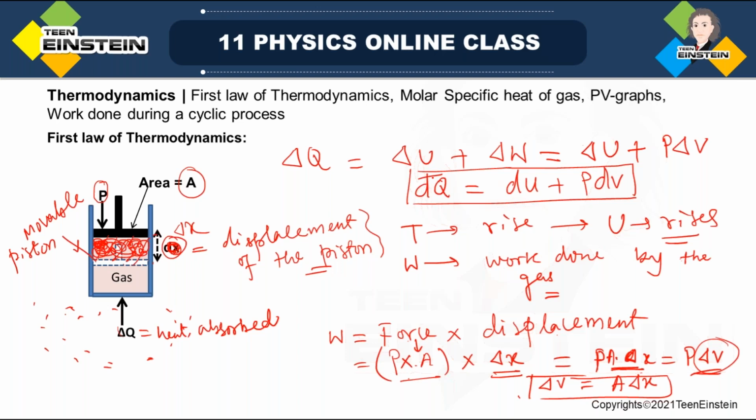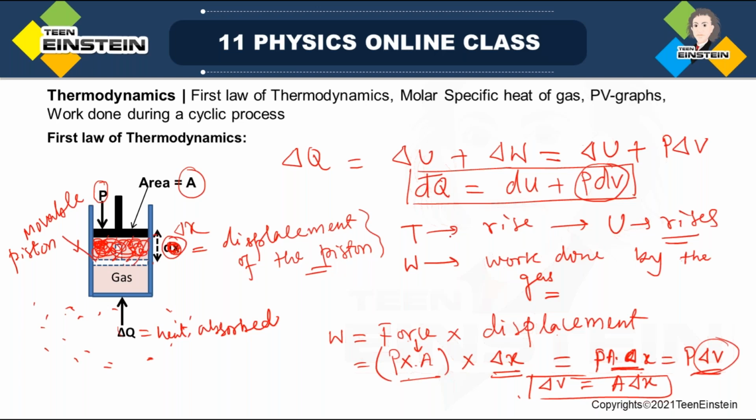So dq is equal to dU plus P dV, where dU is a state function. P dV also is not a state function. This is not a state function. Only dU is the state function. We had already discussed that dU is the only state function.